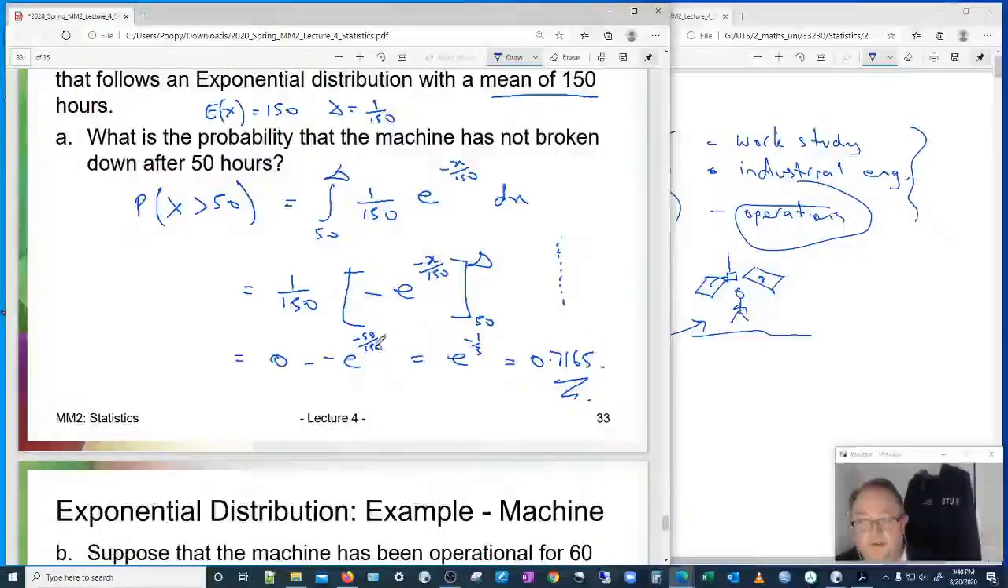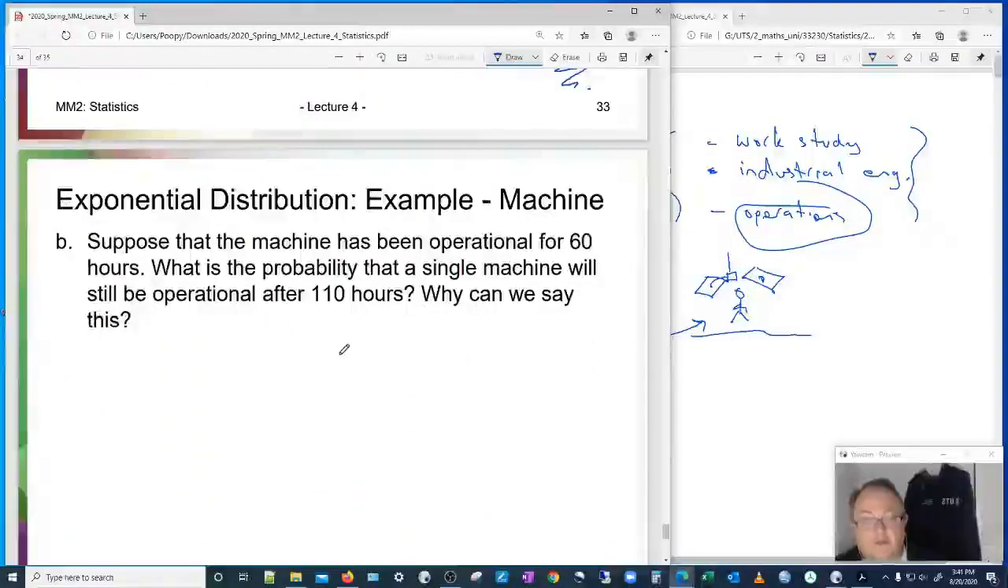So part B, there's another part. Suppose the machine has been operational for 60 hours, what's the probability that a single machine will still be operational after 110? So it's an exponential distribution. Why can we say this? We can say this because of the memoryless property. It'll be the same probability possibly. So we could go ahead and compute that, and would we get the same one?